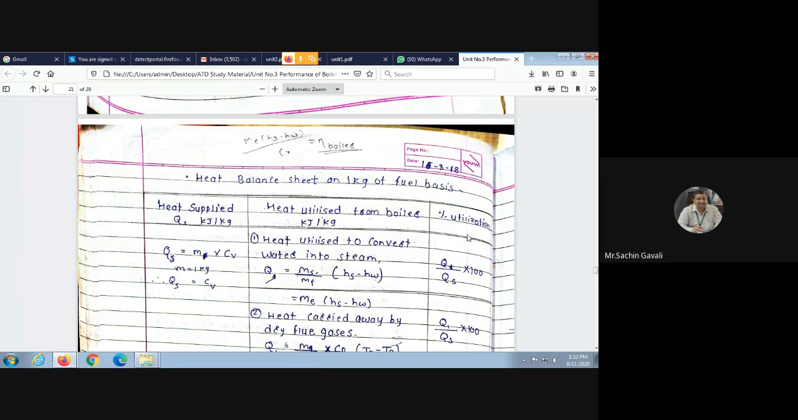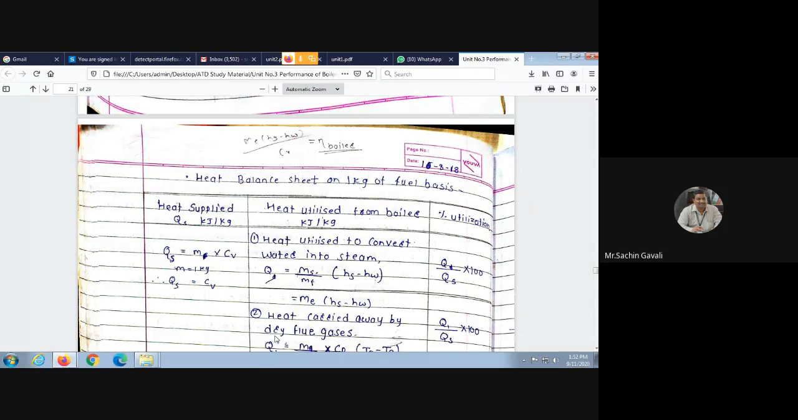Everybody got this message? Heat supplied, heat utilized from boiler, and percentage utilization. So I got only one reply, from Swas only. Others are not understanding, which indicates that others are not attending the lecture sincerely or they are not understanding. Okay, second message I got. Now I am getting good replies.